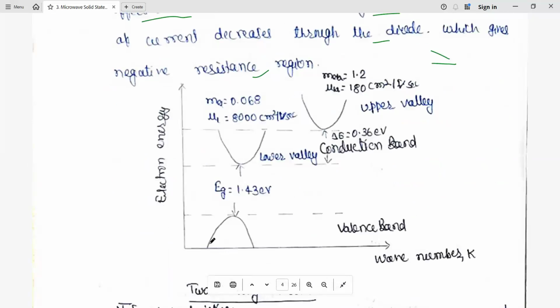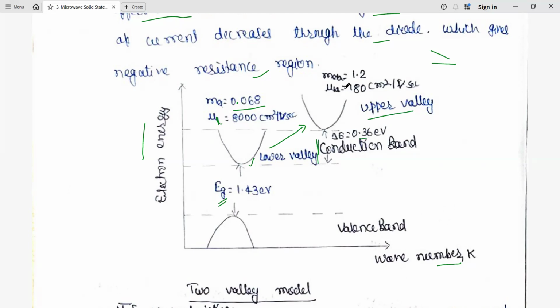Here we can see that in the horizontal axis we have wave number, and in the vertical axis we have electron energy. From the valence band, the electron is going to move to the lower valley of the conduction band. Here the forbidden energy gap is 1.43 electron volt. Here the mass is 0.068, and the mobility is 8,000 centimeter square per volt second in the lower valley. When it moves from the lower valley to the upper valley, the gap between them is 0.36 volt.